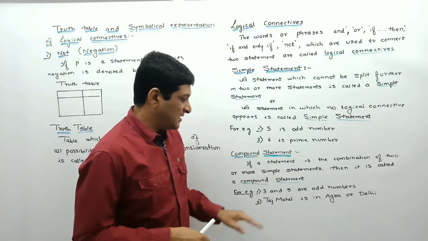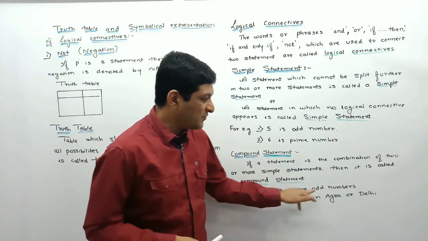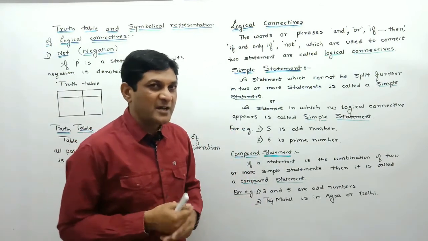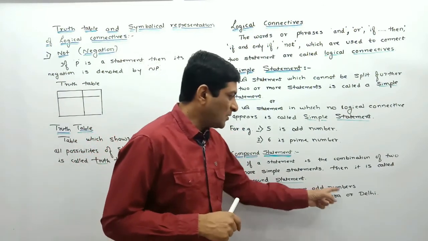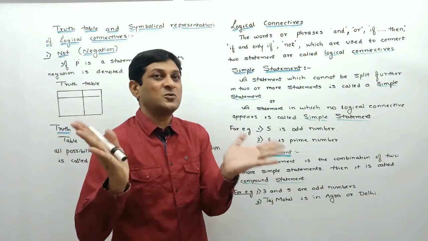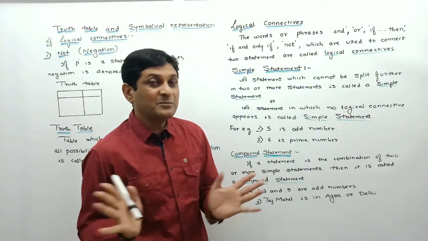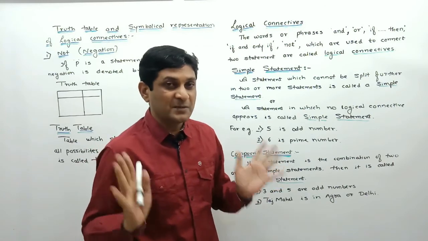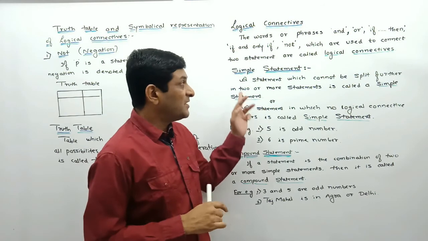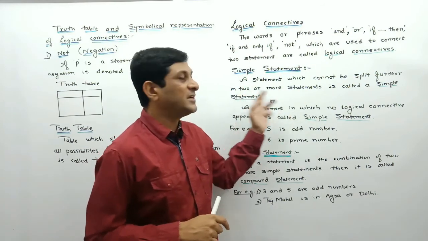Let us consider one example: 3 and 5 are odd numbers. If we decide to split it into 2 parts, the first part is 3 is an odd number and the second part is 5 is an odd number. So at that time the statement is not called a simple statement. When can we say that a statement is simple? If it is not split up further into 2 parts.